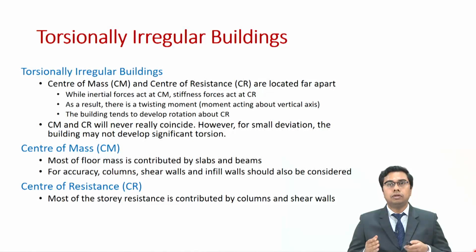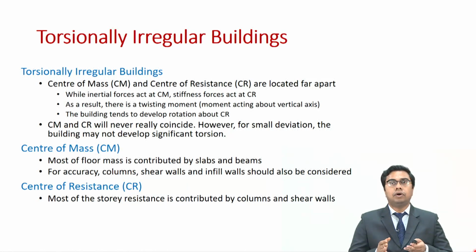So, first of all, in this class we will try to understand what are torsionally irregular buildings. We will also understand it through an example problem depicting determination of center of mass and center of resistance. And further we will look into how to account for such torsional irregularity. When your center of mass and center of resistance are located far apart from each other, we call such buildings torsionally irregular.